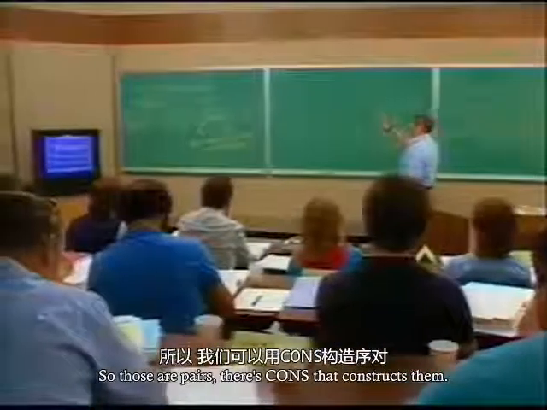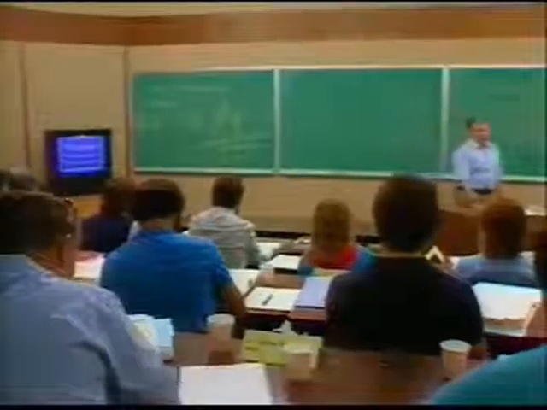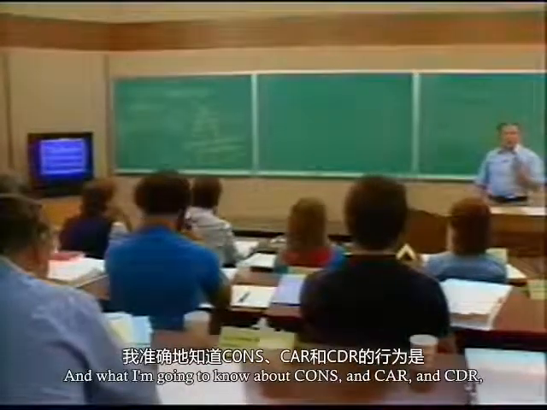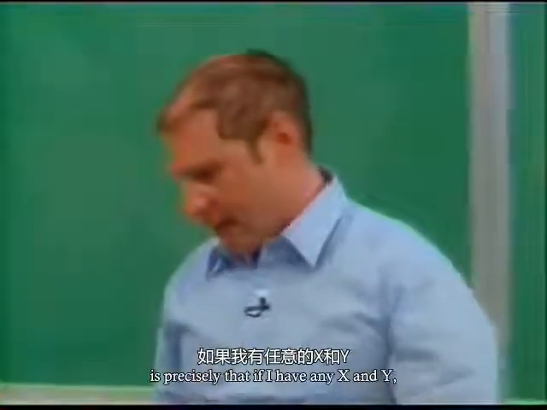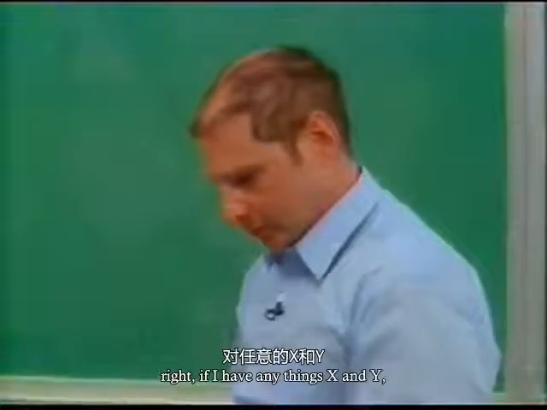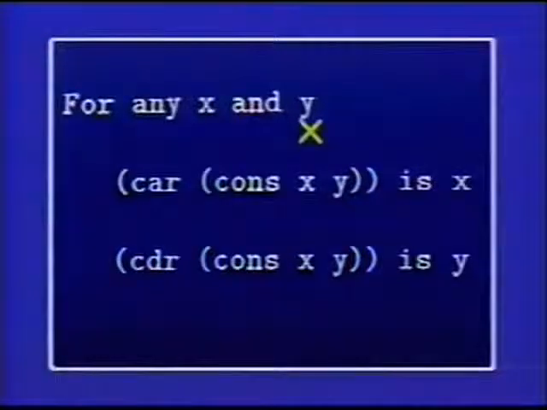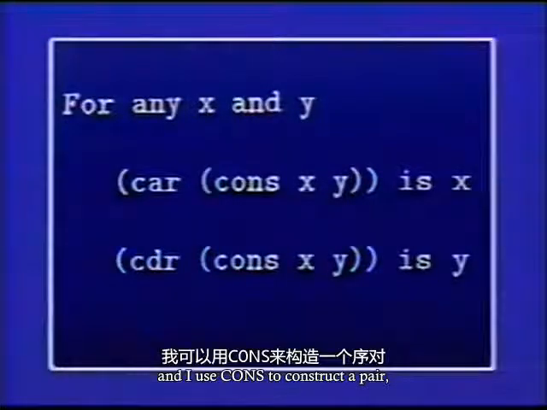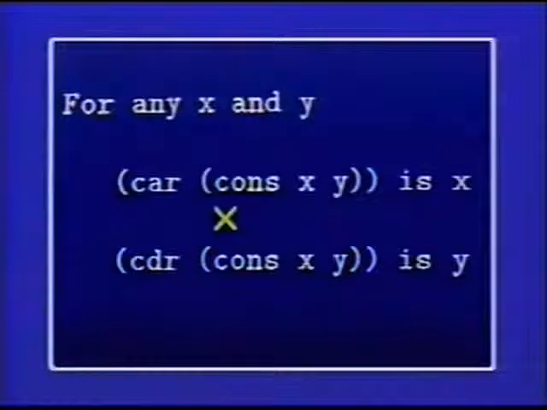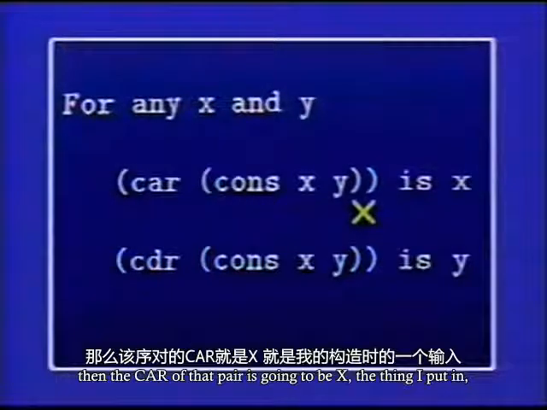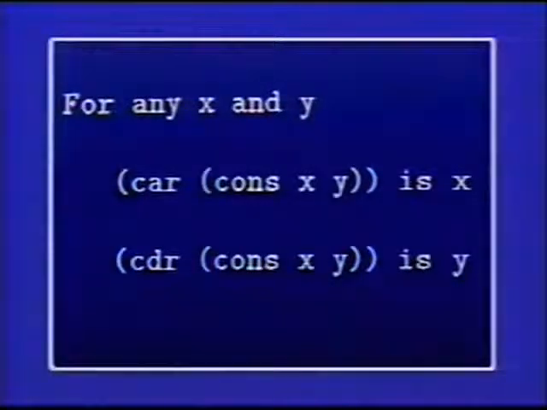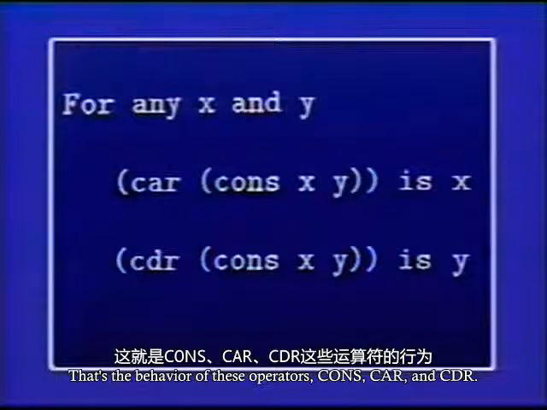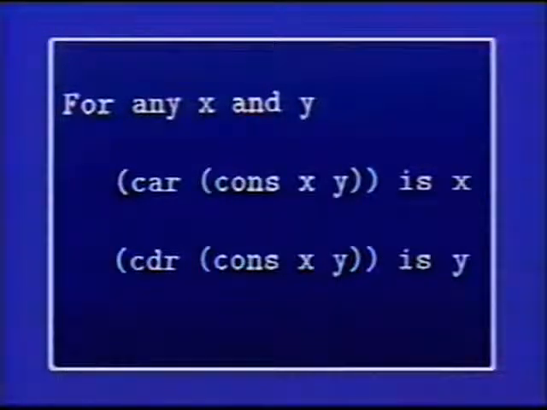Okay, so those are pairs. There's cons that constructs them, and what I'm going to know about cons, car, and cdr is precisely that if I have any things x and y, and I use cons to construct a pair, then the car of that pair is going to be x, the thing I put in, and the cdr of that pair is going to be y. That's the behavior of these operators.